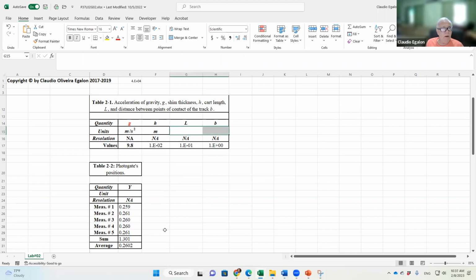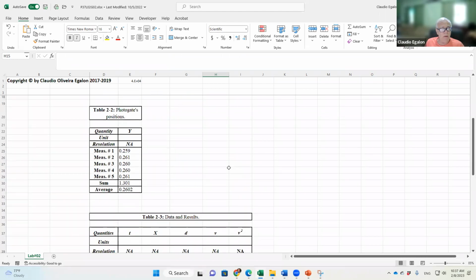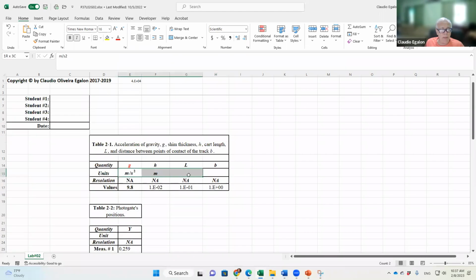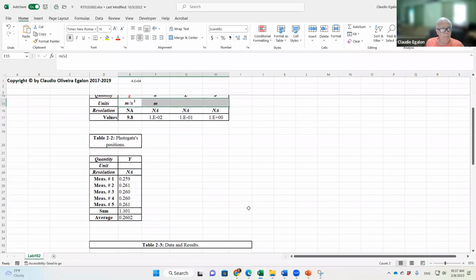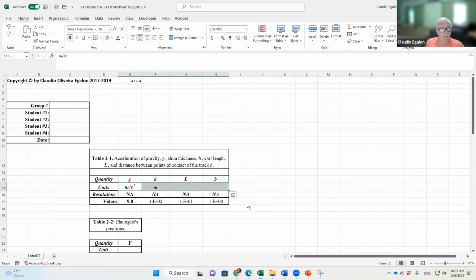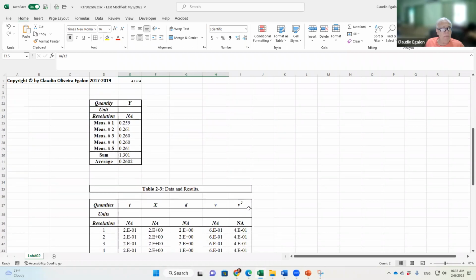The units of your measurements that are here. In this case, you have a length of a cart that should be a unit of meter. You have a length between 2 points in a track that's supposed to be meters as well, and so on. So what you have to do is fill up the units of all those quantities. First thing, very important. And you also have to display your measurements with the proper number of significant figures as well.